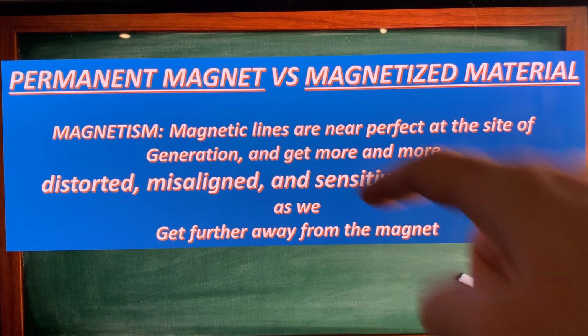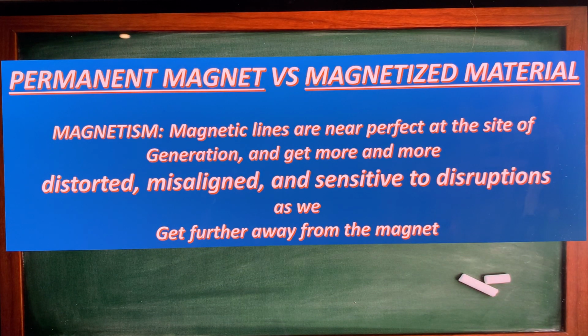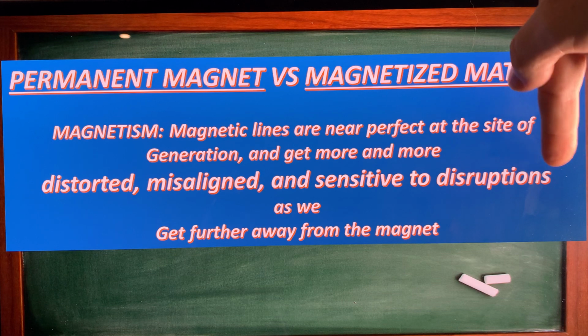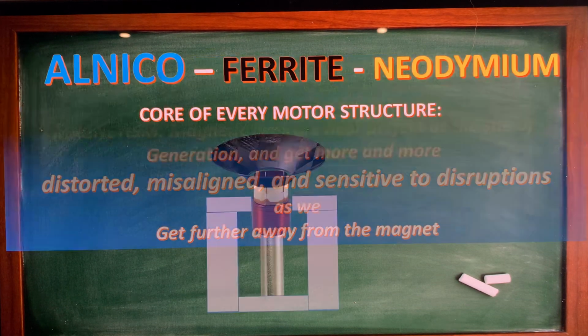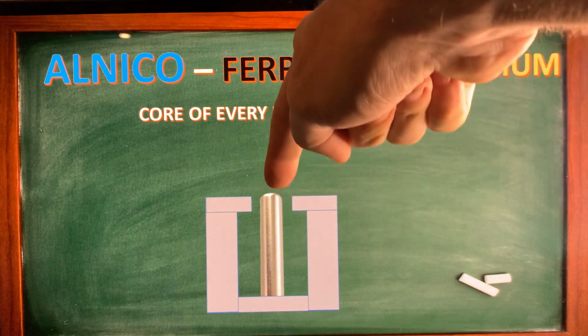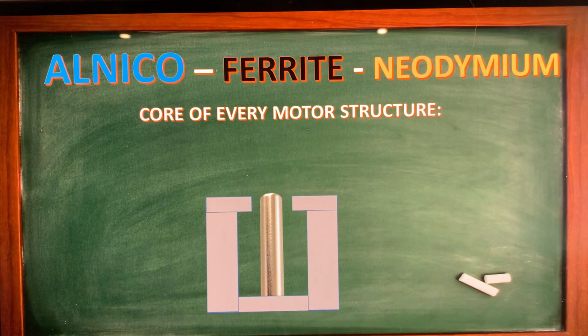So basically, when you study magnetism, the magnetic lines are near perfect and very dense at the site where they are generated, which is inside the magnet. And the further away you go from the magnet, the more they become distorted, misaligned, and sensitive to disruptions. So what does that mean? It means that the magnetic lines in your magnet are perfectly oriented.